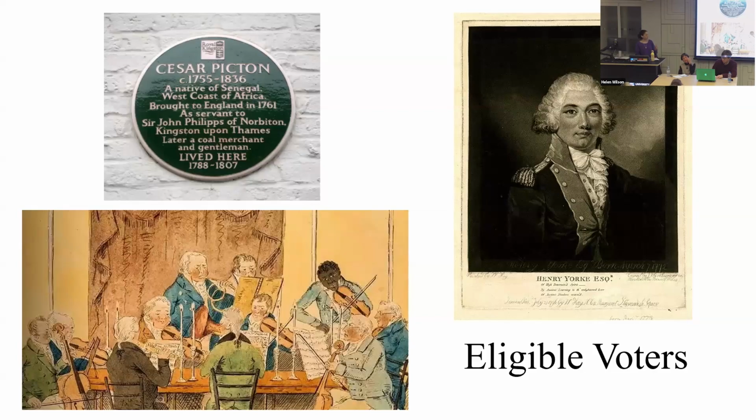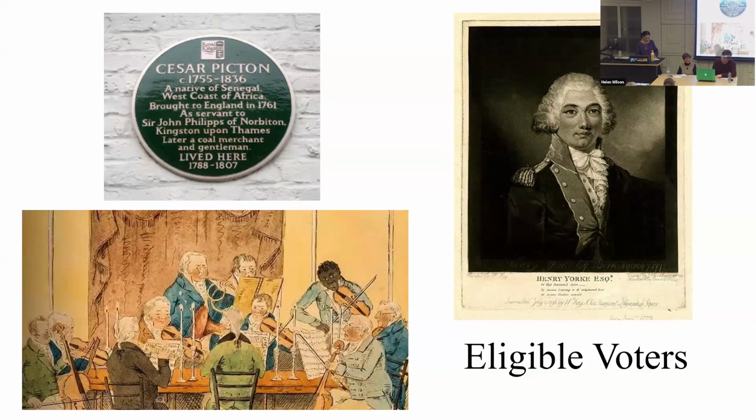Caesar Picton, that's his plaque, on one of the properties that he owns in Kingston upon Thames. He was brought to Britain as a child from the west coast of Africa. He was bought by an army officer who gave him as a gift to a politician and lawyer, Sir John Phillips, along with a parakeet and a non-British duck.